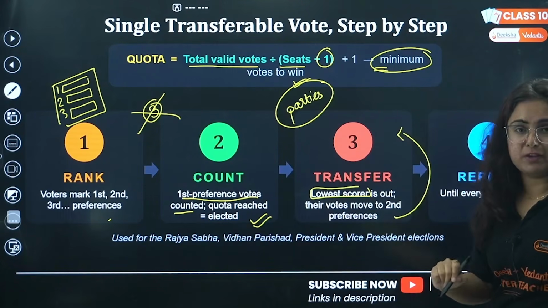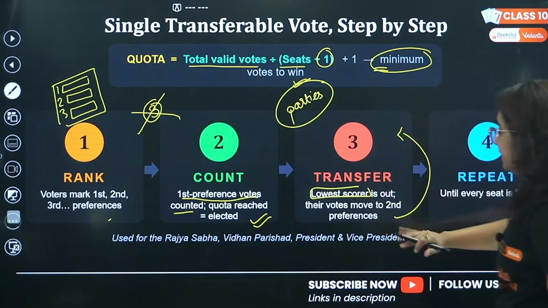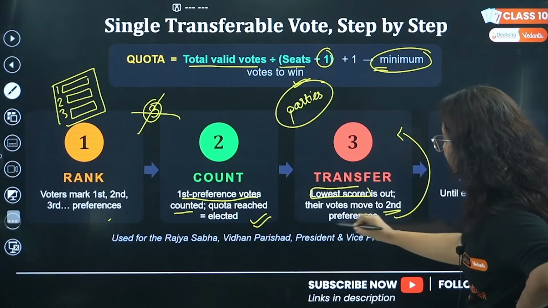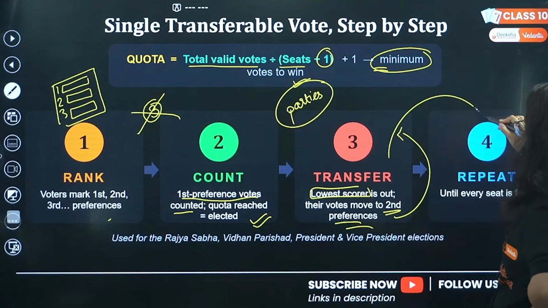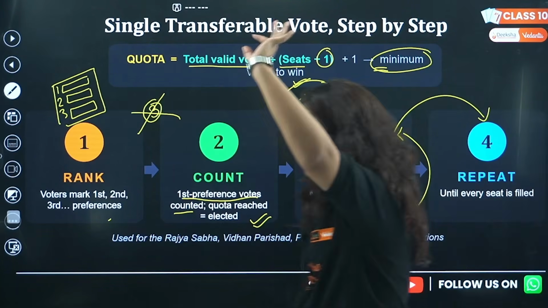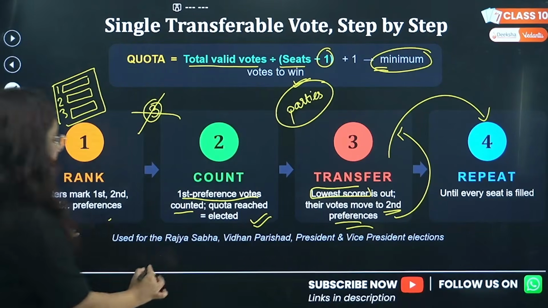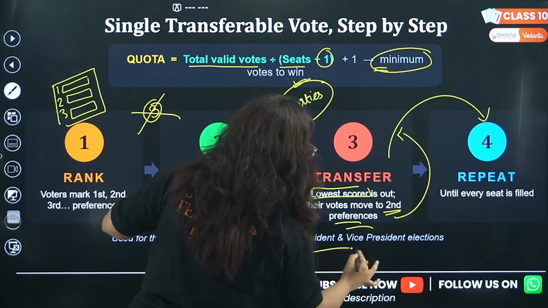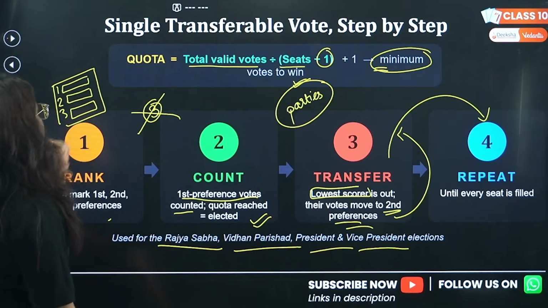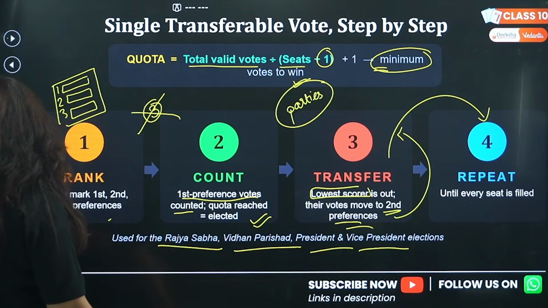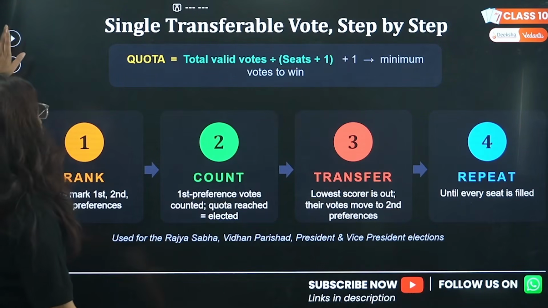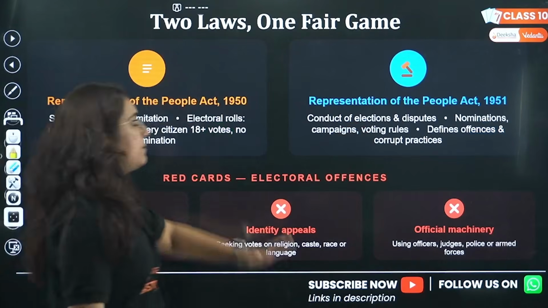to the second preference. Now the person is removed and we are moving towards the second preference. The counting is done repeatedly until this quota is received, and this is used for Rajya Sabha, Vidhan Sabha, President and Vice President. So this is how it is followed for these bodies. Single transferable vote. Get it?